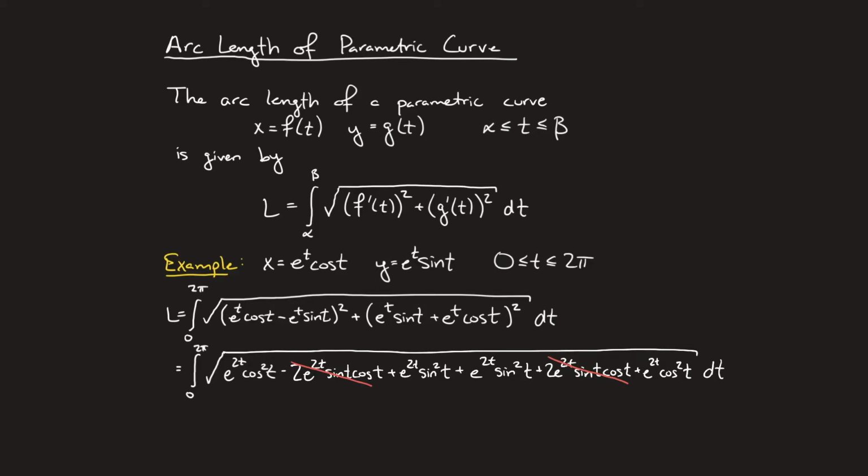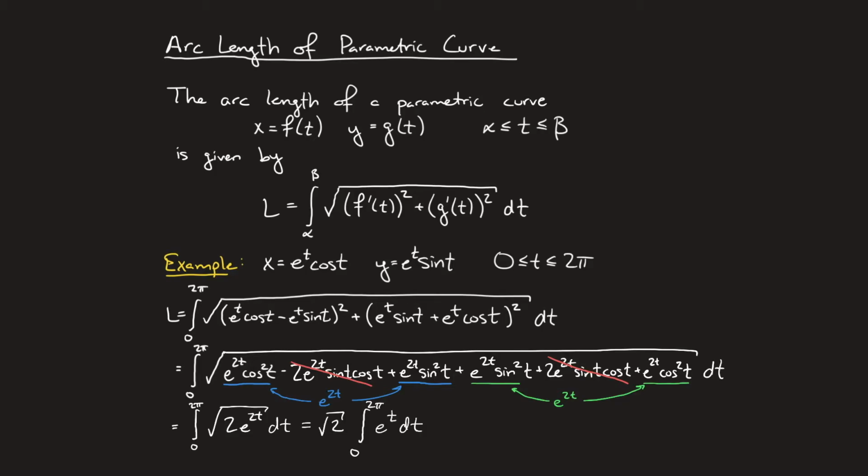Moreover, we can pair up the e to the 2t cosine squared of t's and e to the 2t sine squared of t's to get e to the 2t's. Therefore, the integrand simplifies to the square root of 2e to the 2t, which is equal to the square root of 2 times e to the t.